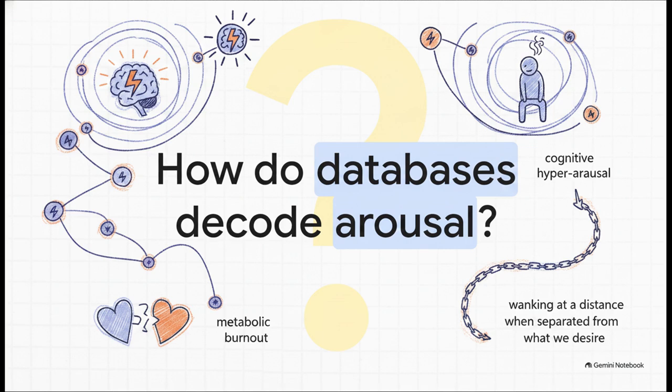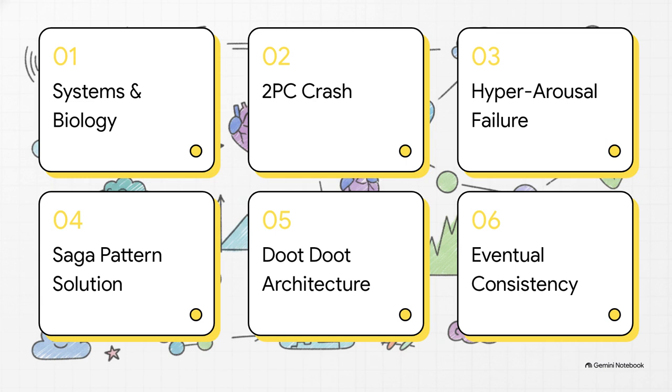You know the feeling, that obsessive mental rehearsal, the endless loops of overthinking? Well, today, we're going to learn how to finally overcome it by totally rewriting our biological programming. To get there, we'll follow this quick structural roadmap. We'll start with distributed systems in biology, look at the two-phase commit crash, examine hyperarousal as system failure, introduce the saga pattern solution, explore the Doot architecture, and finally achieve eventual consistency.